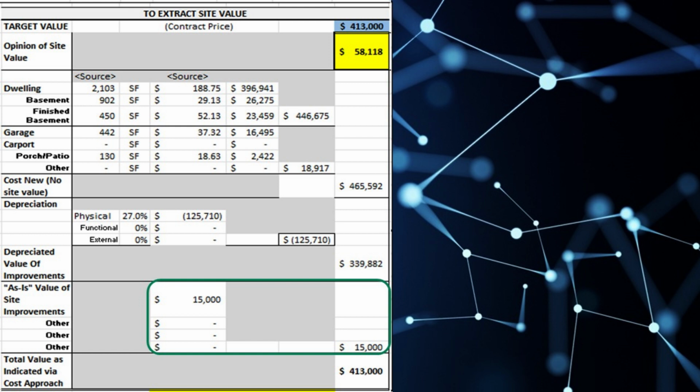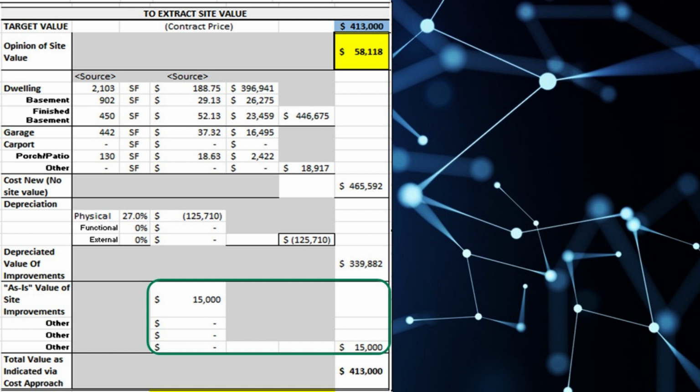This, plus the depreciated cost of $339,882, needs to add up to $413,000, which is the contract price. Therefore, what we have to do is figure out how much of the total of $413,000 can be allocated to site value as if that site were vacant and available to be put to its highest and best use.